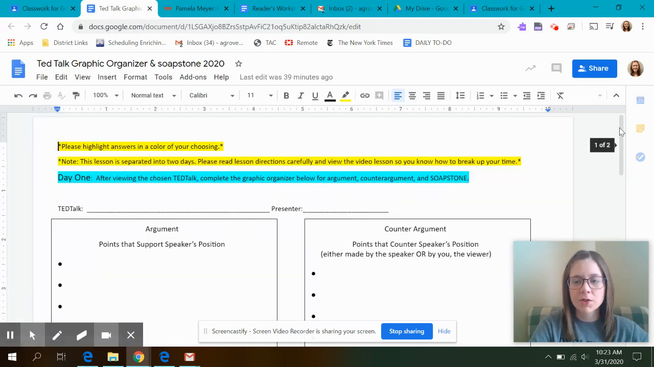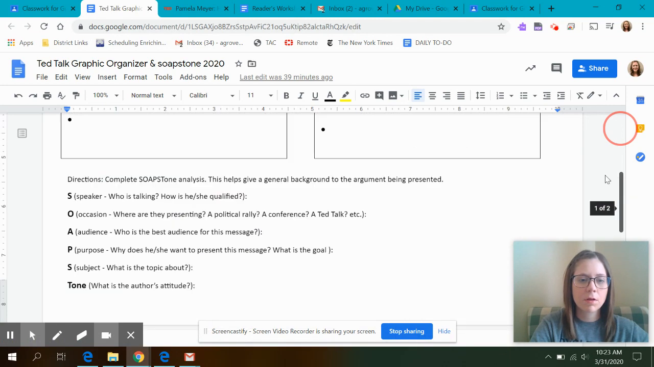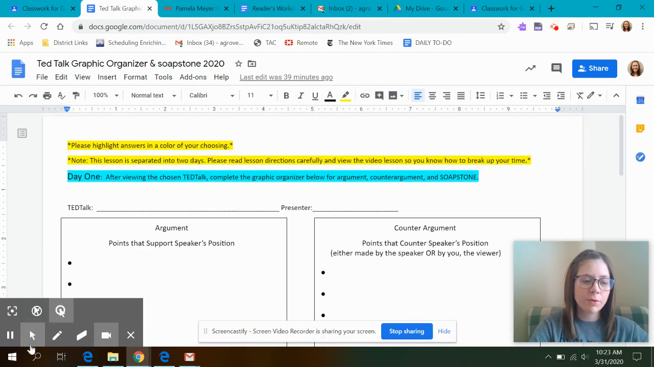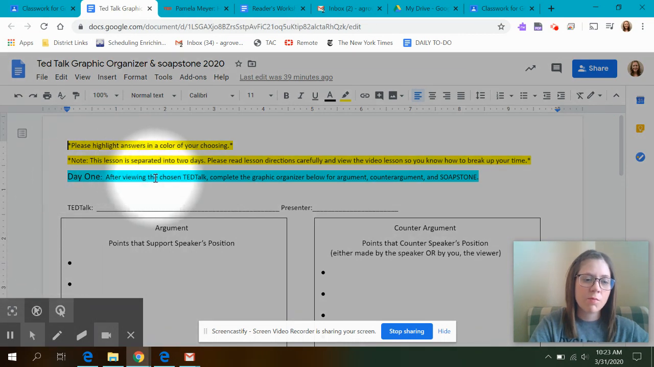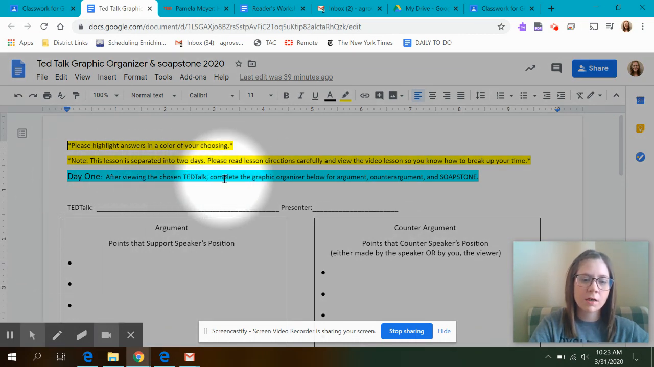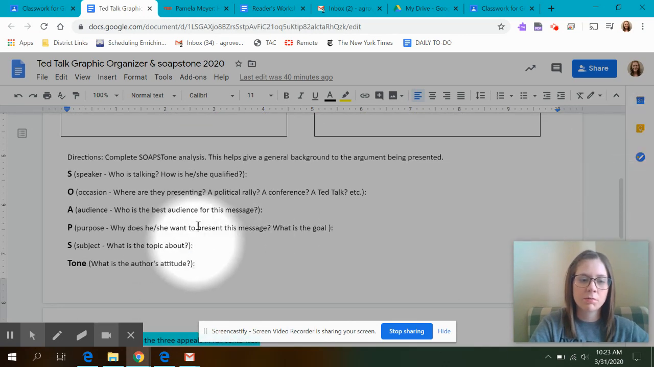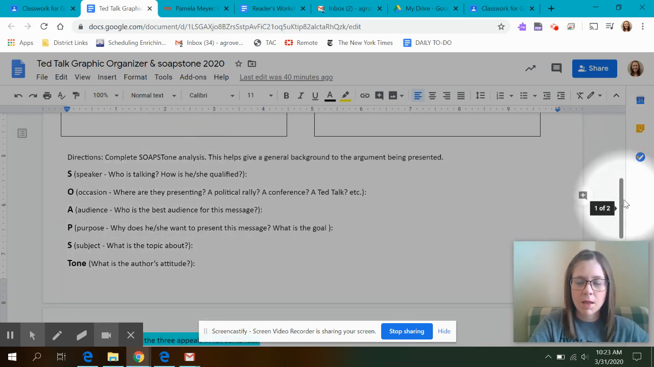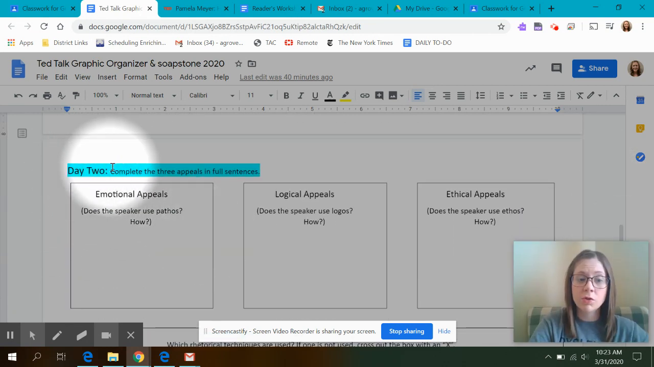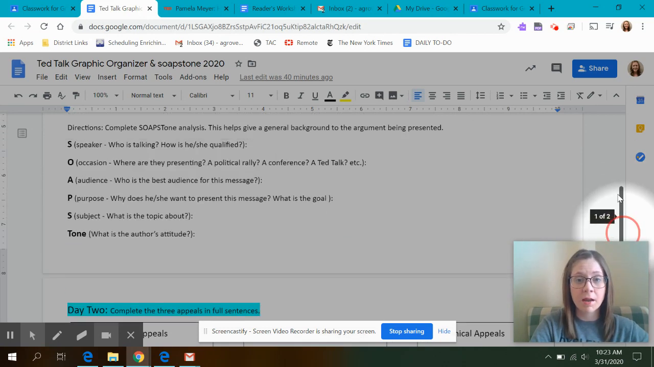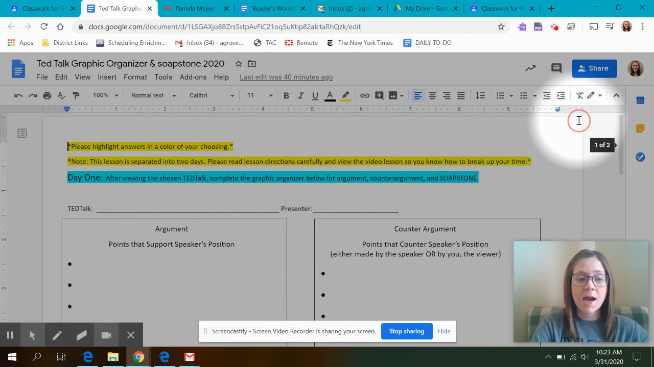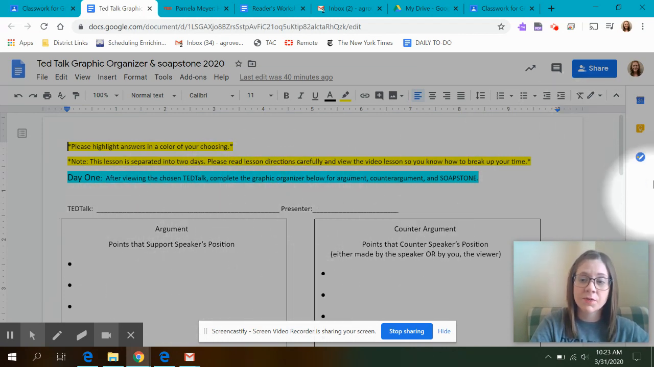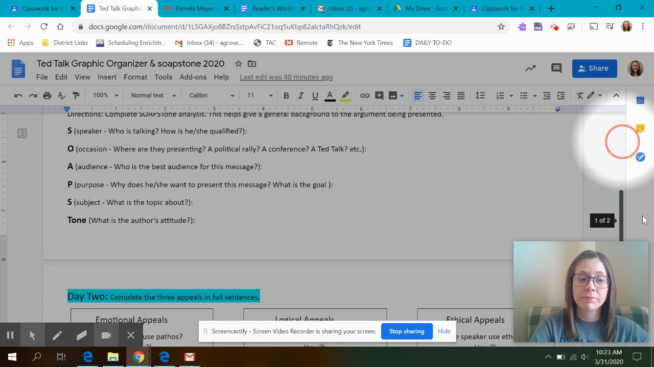So this is your graphic organizer. It is 2 pages, but you'll notice that we see in blue right here, Day 1, after viewing the TED Talk, complete the argument, the counter-argument, and soapstone. And I'll walk you through that in a minute. And then Day 2 is a different page. It's the second page, and it's clearly meant for a different day. So today, your only task is to complete what is on this first page underneath Day 1. It's just a little bit.